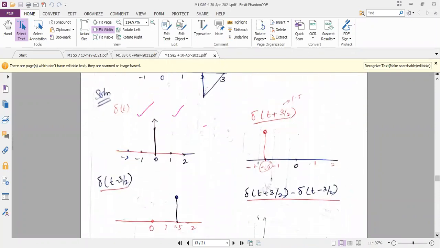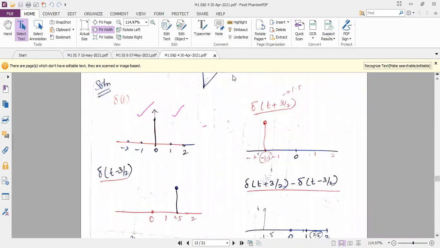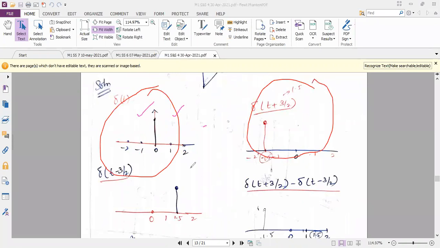So I have both the diagrams here. You can see one is delta of t, another one is delta of t plus 3 by 2, and the other one is delta of t minus 3 by 2.